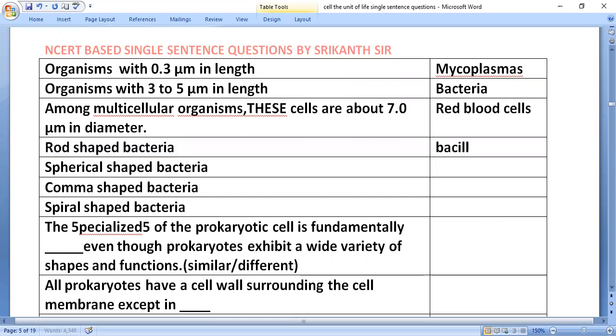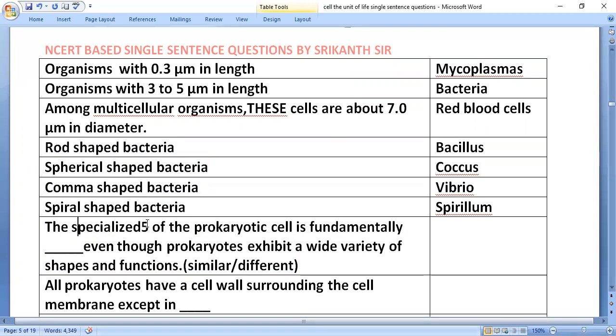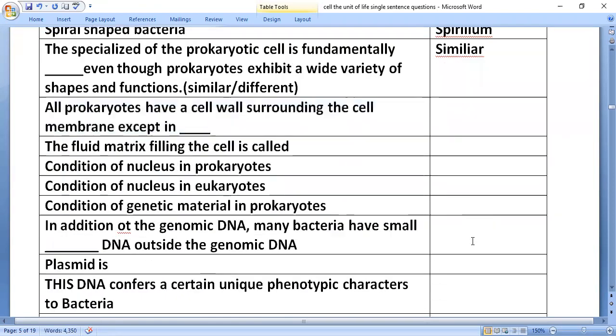Rod-shaped bacteria, bacillus. Spherical-shaped bacteria, coccus. Comma-shaped bacteria, vibrio. Spiral-shaped bacteria, spirillum. The specialized part of the prokaryotic cell is fundamentally similar even though prokaryotes exhibit a wide variety of shapes and function. All prokaryotes have a cell wall surrounding the cell membrane except in mycoplasma. The fluid matrix filling the cell is called cytoplasm.